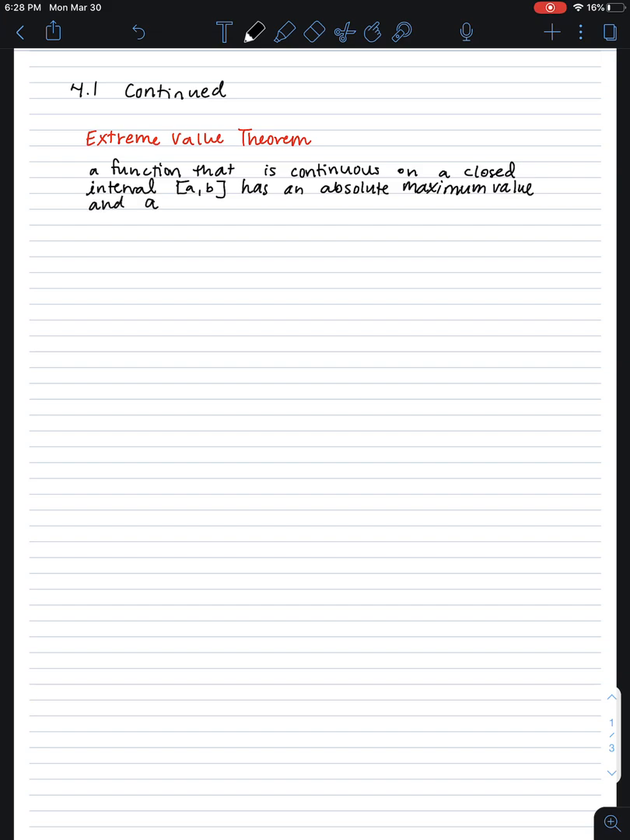All right, so I'm going to write it in full, and then I'll explain it to you. So it states that a function that is continuous on a closed interval [a, b] has an absolute maximum value and an absolute minimum value on that interval.